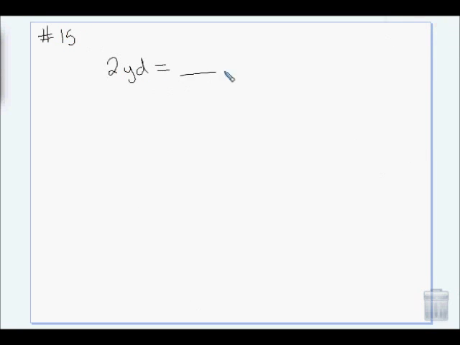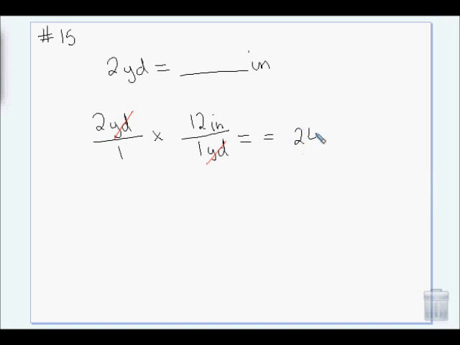So I have 2 yards, and I want to know how many inches is that. So I have 2 yards, and in every yard there are 12 inches. Okay, so my yards are going to cancel, and I have, oh, there's already an equal there. 12 inches in 1 yard? No, sorry, 36. 36 inches.